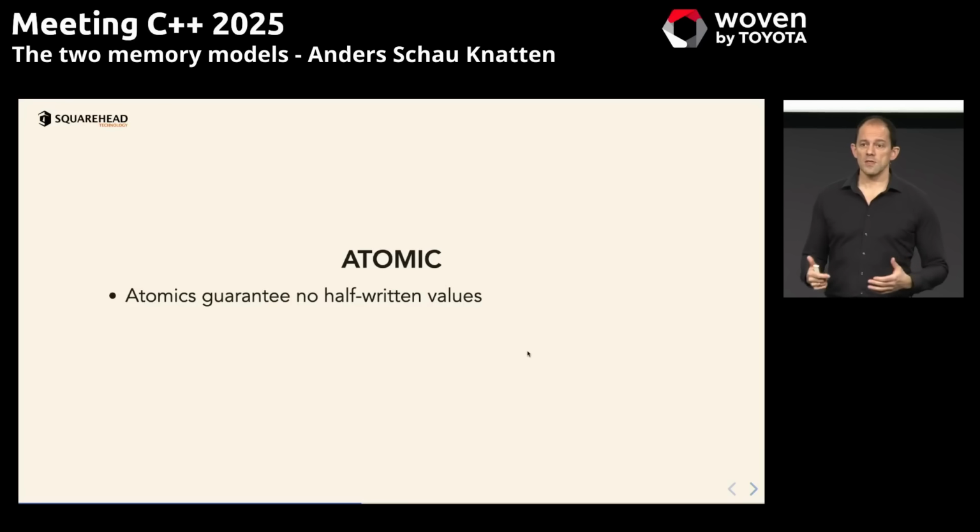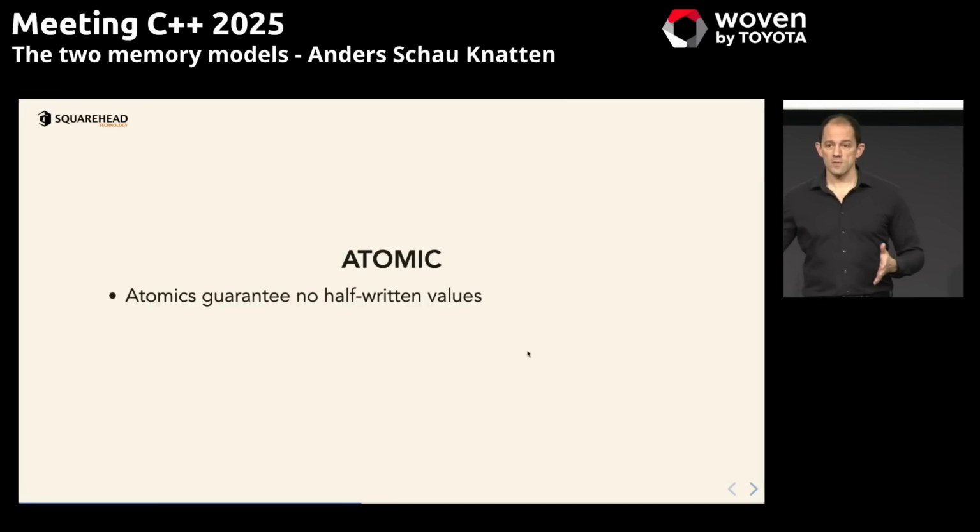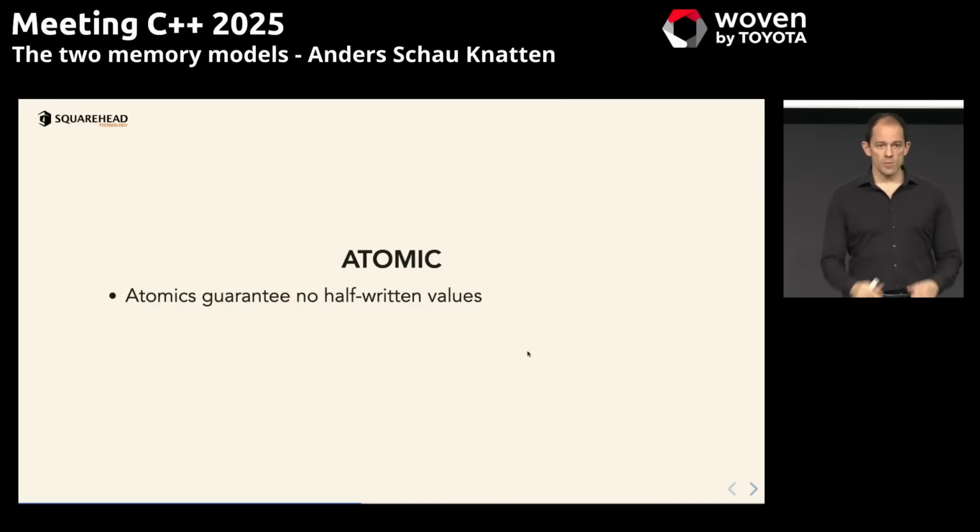Atomic guarantees that you don't get any half-written values. So if one thread writes a 64-bit word, then another thread can't observe only 32 of those bits, and then a bit later see the other 32. If it's atomic, you see nothing or everything.